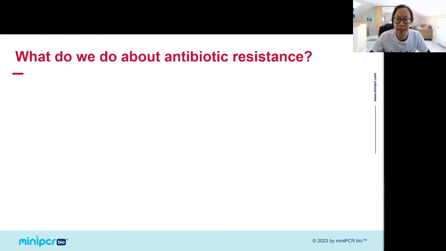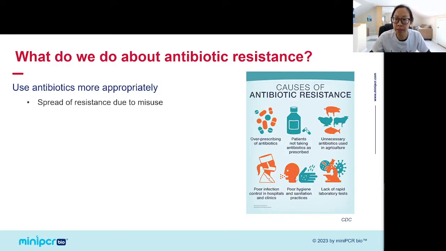So what can be done? One answer is to use antibiotics more appropriately. The rampant spread of antibiotic resistance is largely due to our misuse of antibiotics, whether it's hospitals overprescribing them or patients not taking them correctly. Today's lab, however, is not going to be focused on that, but I'll mention resources in the end in case this is a topic you would like to cover.